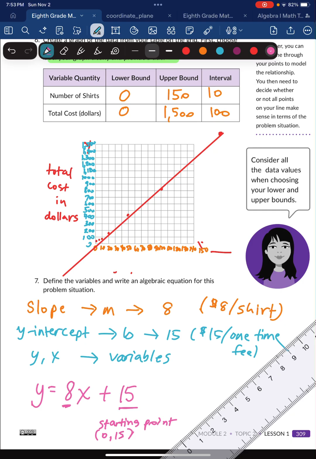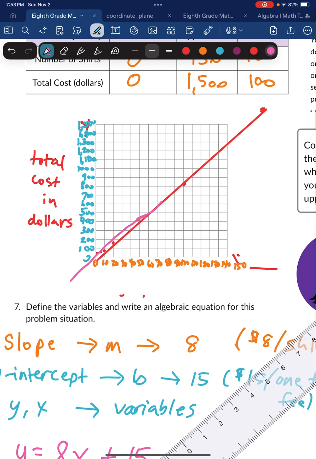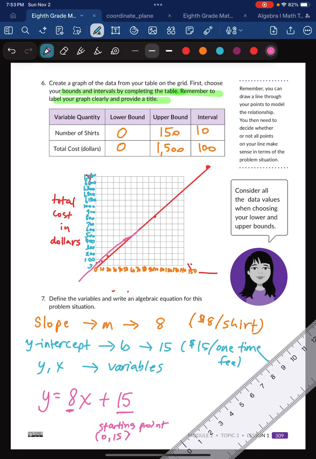We have a non-proportional graph, and I apologize, my line doesn't look very good here. It should probably look something like this. But those numbers, those little dots are really close together, so it's kind of hard to see. But that's our activity 1 for lesson 1 on topic 2.